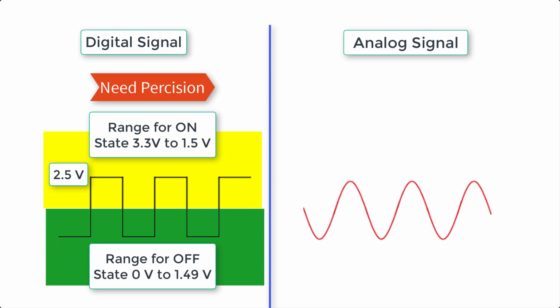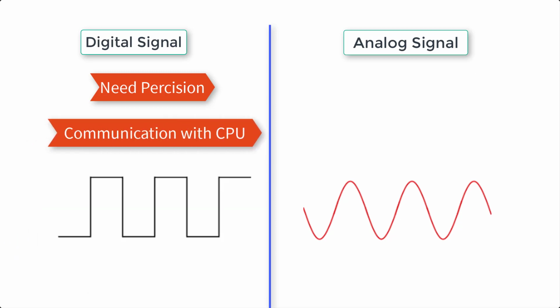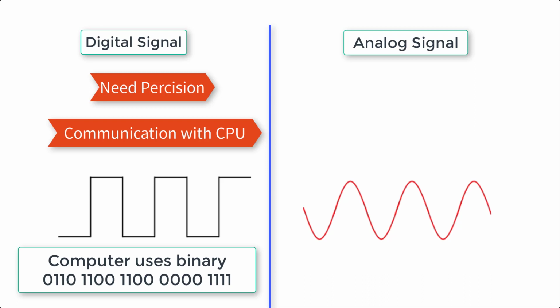Another reason to use a digital signal over an analog signal is that our electronic component is connected to a computer. A computer communicates in binary. Binary is a two-state system. The computer communicates in zeros and ones. 0 is an off state and 1 is an on state. An analog signal has to be converted in order for the computer to understand the signal coming to it.